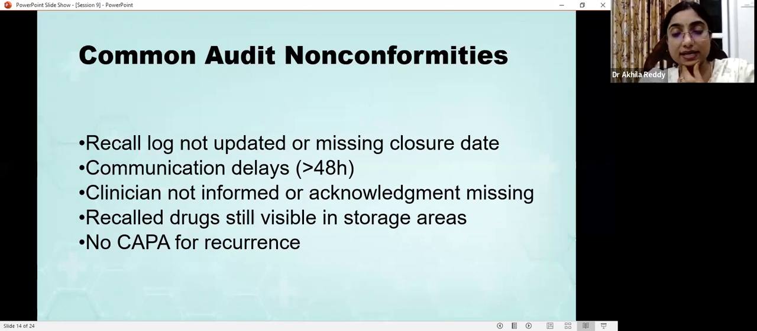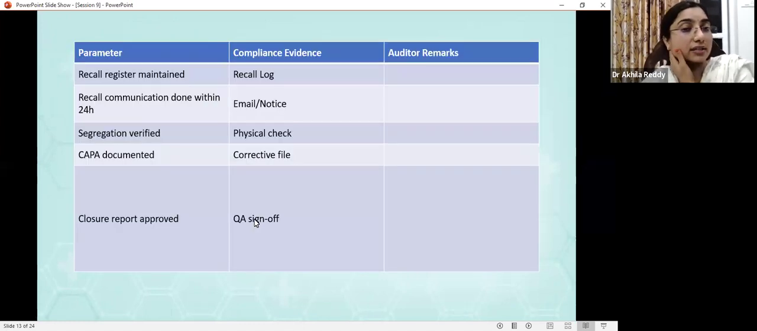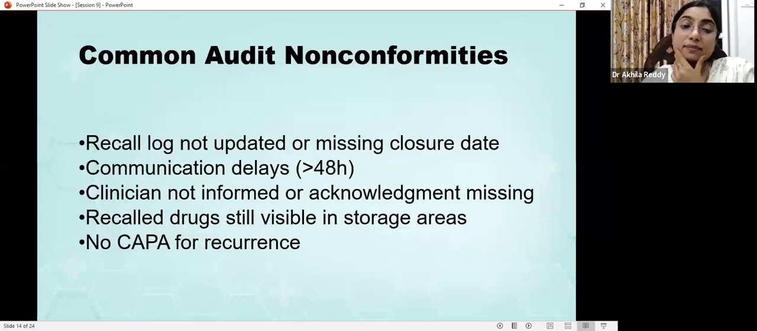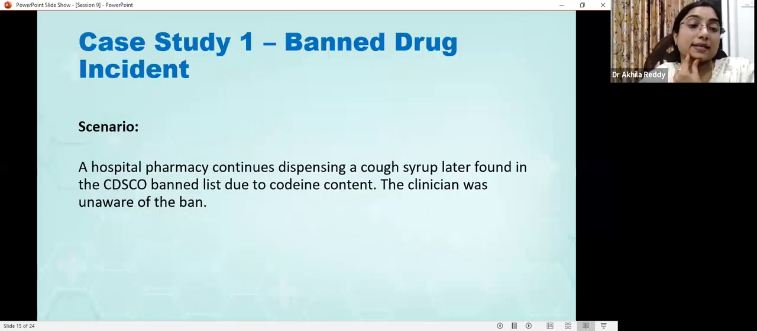Recalled drugs still visible in the storage areas. If everything is maintained in documents but physically the drug is not removed and is kept in the usual storage areas, this is also a non-compliance. If there is no CAPA for the recurrence, if the issue is completely recurring but still no corrective action and no preventive action was done, so there is no evidence. These are the non-compliances, and these are the parameters to check the compliance evidence.